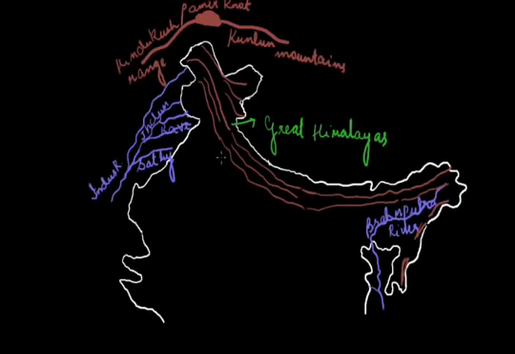Other important mountain peaks are Dhaulagiri, Nanga Parbat, Annapurna, Nanda Devi, Namcha Barwa. Here one can find Nanda Devi. To further east, you can find Kanchenjunga. And further more east, you can find here Namcha Barwa.